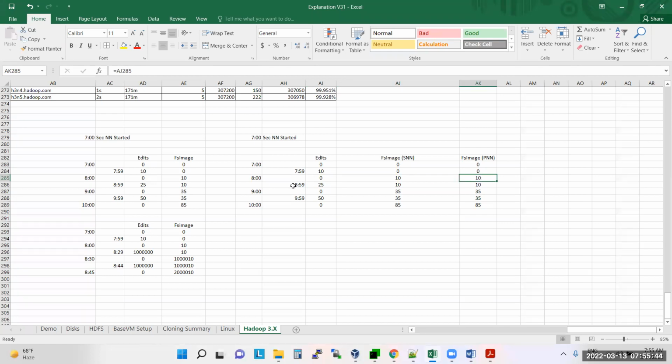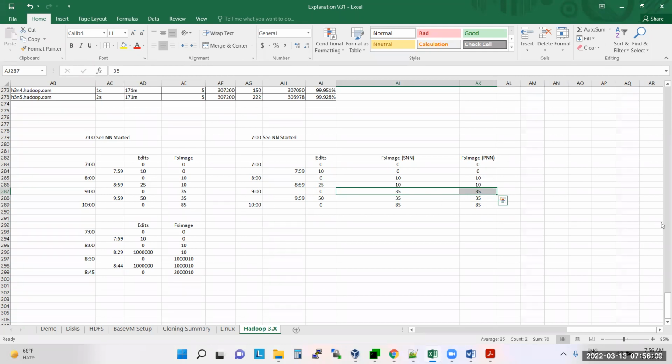Then at 8:59, and at 9 o'clock the checkpoint is happening. Then it merges these edits with the FS image, and that FS image is pushed to the name node also. So at any point of time, the secondary name node and the primary name node both will have the same copies of the FS image. Yes or no, guys?